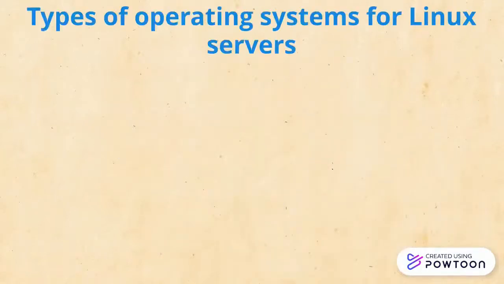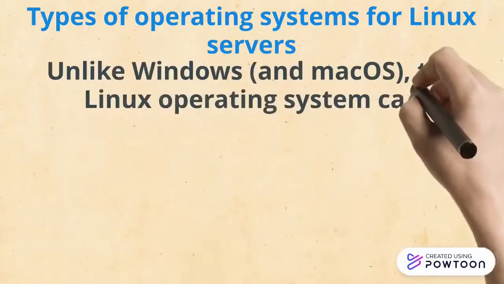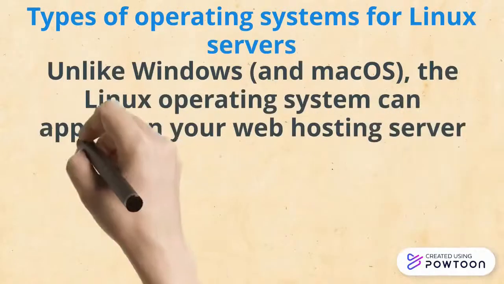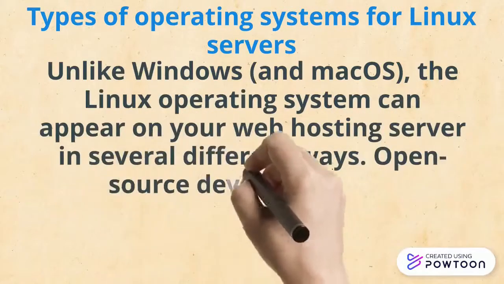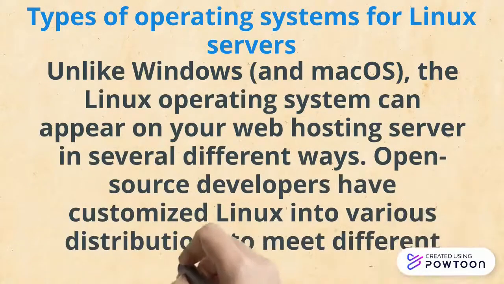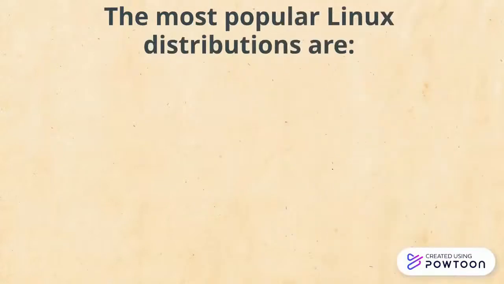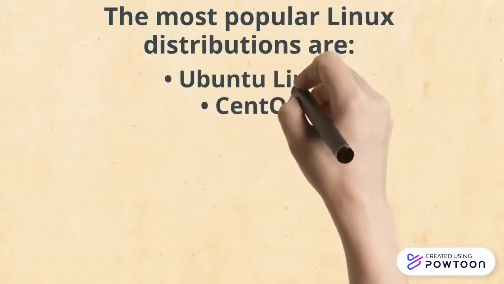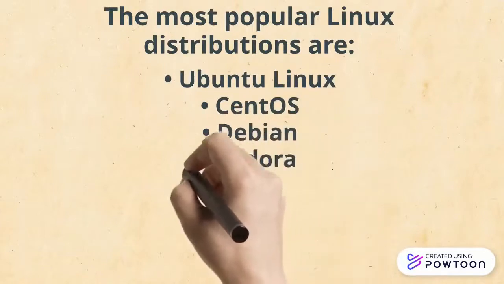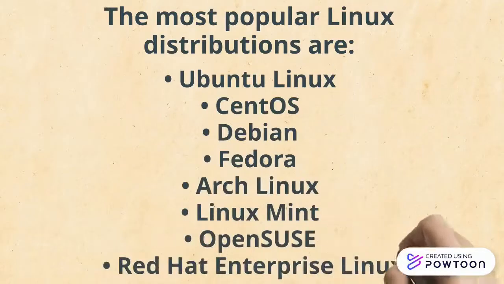Types of operating systems for Linux servers. Unlike Windows and Mac OS, the Linux operating system can appear on your web hosting server in several different ways. Open-source developers have customized Linux into various distributions to meet different user needs. The most popular Linux distributions are Ubuntu Linux, CentOS, Debian, Fedora, Arch Linux, Linux Mint, OpenSUSE, Red Hat Enterprise Linux.